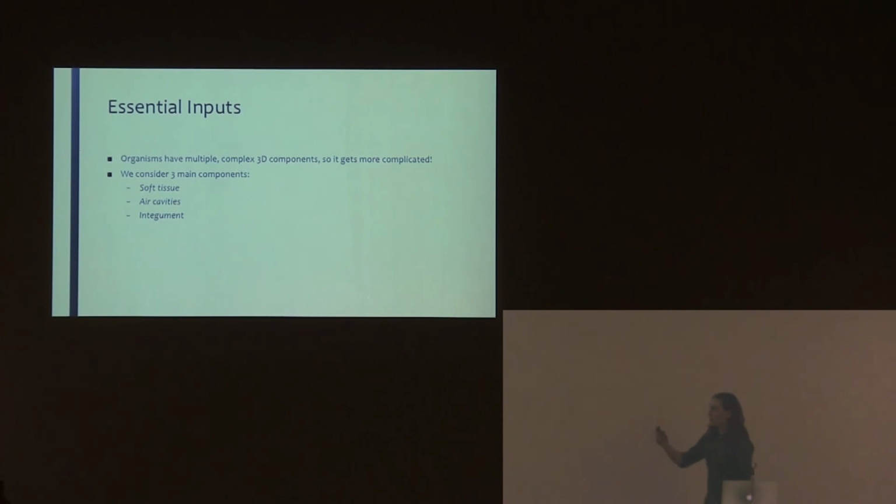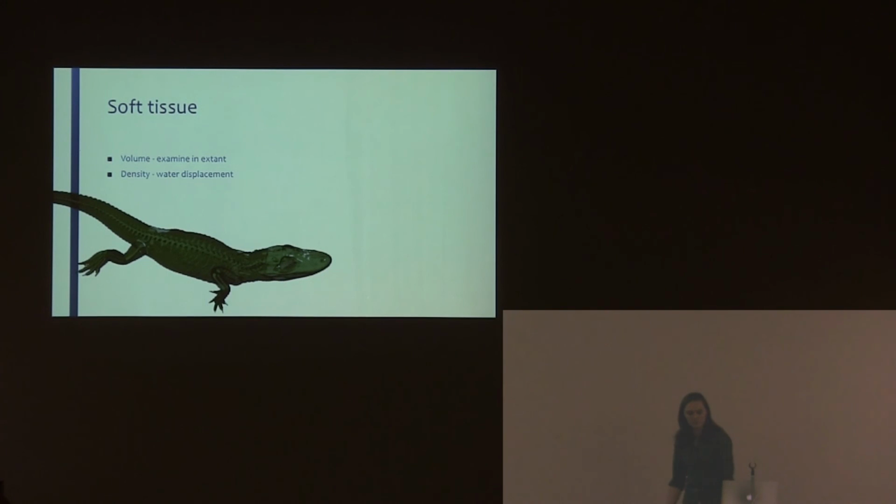In my final piece of work, we will end up considering 3 main components: soft tissue, which is obviously the bulk of an organism, the air cavities, which are taking away some of the mass, and the integument, which is actually something that hasn't really been looked at before. I'm not going to address air cavities here because there isn't time, it's not really my area of expertise, but we'll start off with soft tissue.